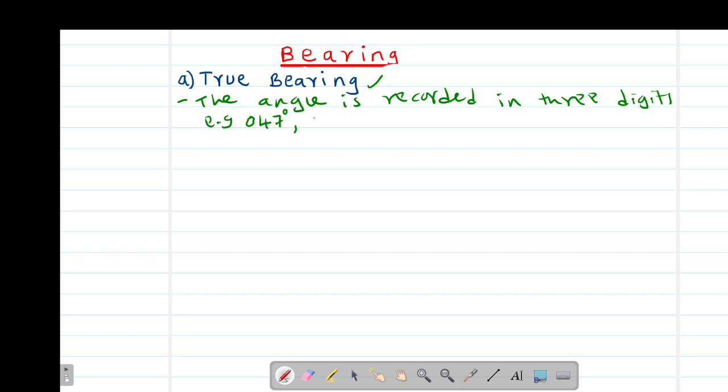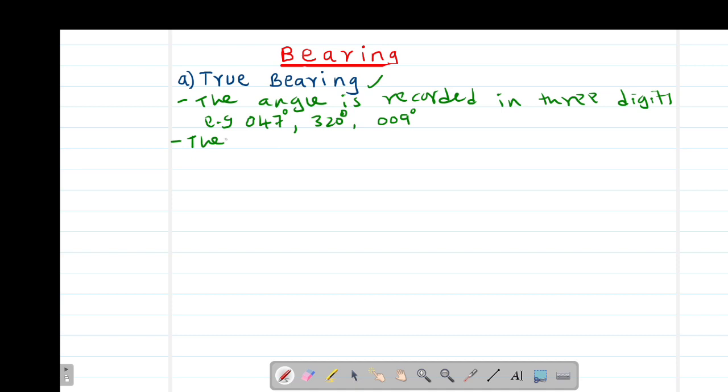If you get an angle of maybe 320 degrees, then this one will just be 320 degrees because it is already in 3 digits. If you get an angle of let's say 9 degrees, then this one you are going to record as 009 degrees.